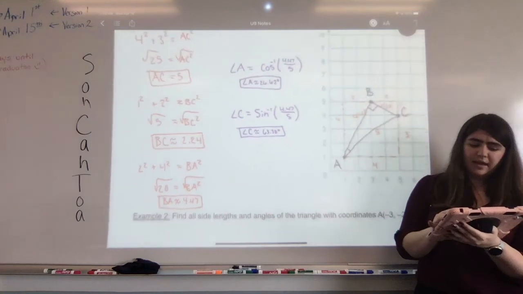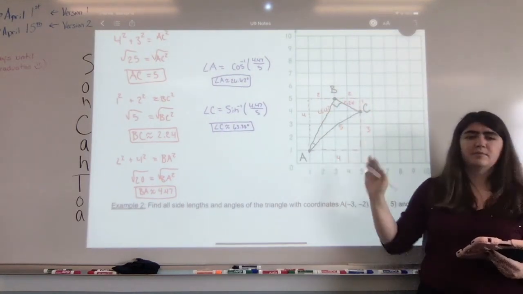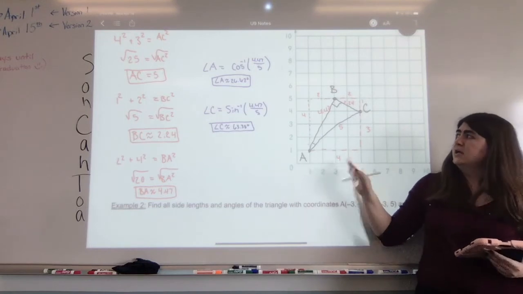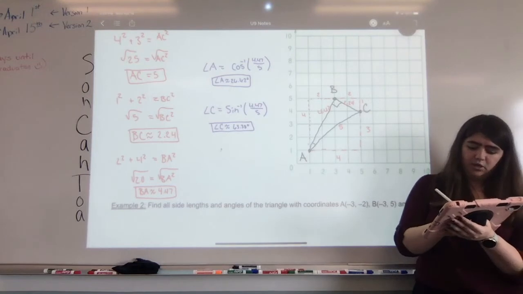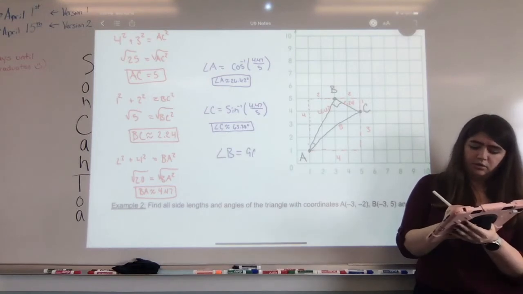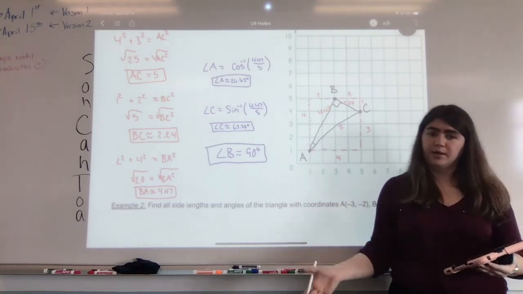And that is how we were able to find all three sides and both of our missing angles for this whole triangle. Now we do technically need to write down that angle B is equal to 90 degrees as well, because that is one of your answers, but it is something that we already knew.